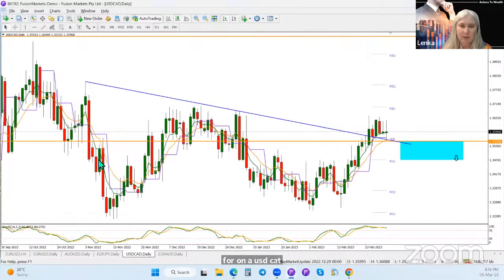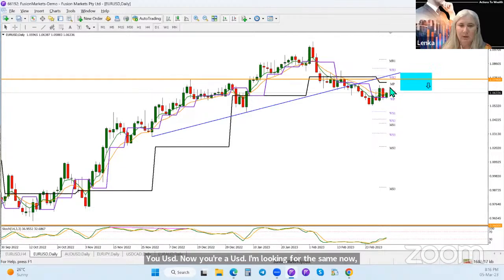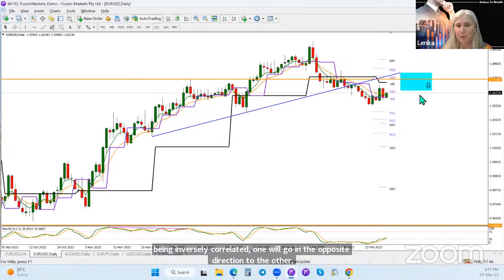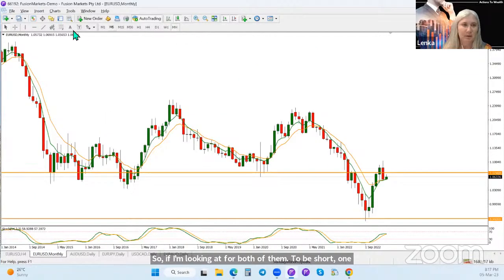Okay, so that's on the daily. Let's have a look at Euro USD. Now, Euro USD, I'm looking for the same. Now, being inversely correlated, one will go in the opposite direction to the other. So if I'm looking for both of them to be short, one of them is likely not going to work out. Okay, now at this stage, I don't know which one.